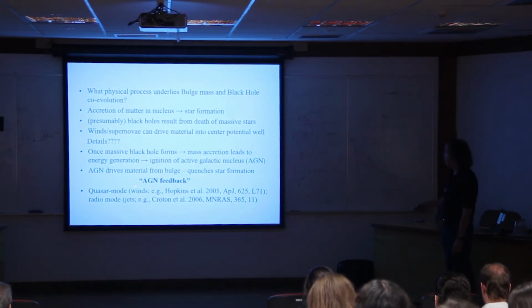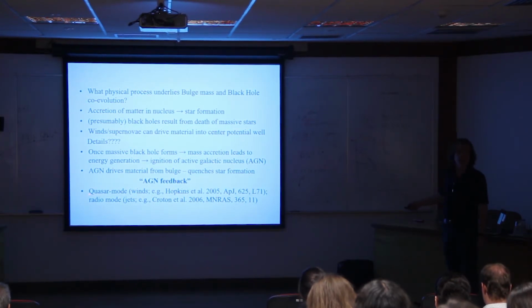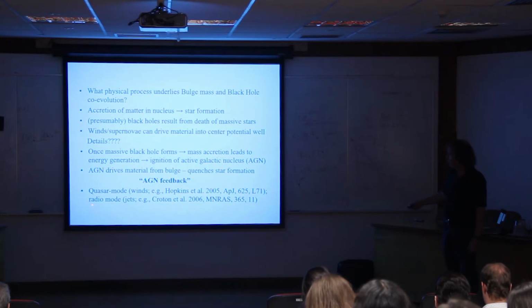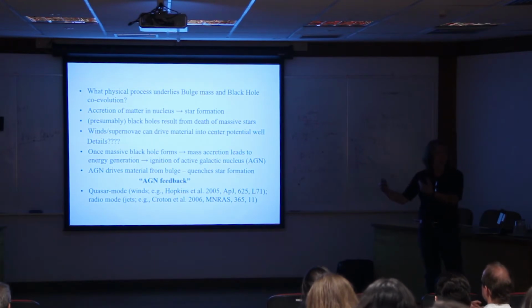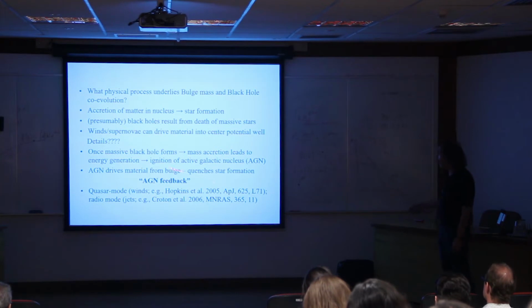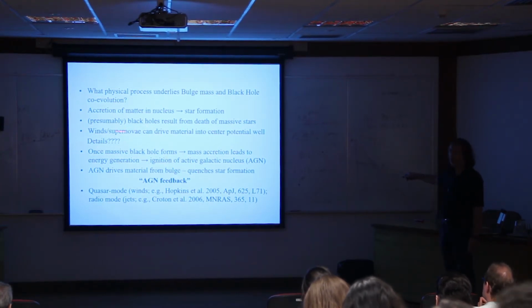There are various types of AGN feedback. Quasar mode means radiatively driven baryonic winds, and radio mode means jets. And both of these have been invoked to explain that relationship that I showed you before about the bulge mass and the black hole mass. But the details of how the black hole got all this, nobody really knows how you make one.